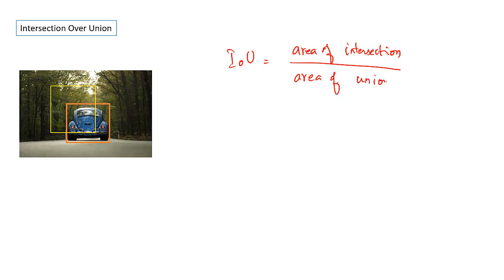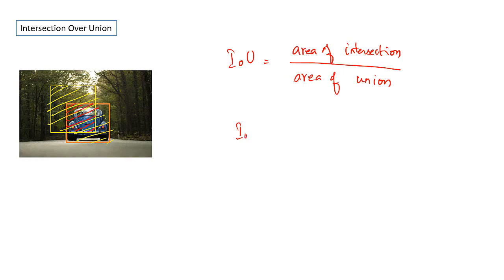Intersection over union is also called IOU, and it is given by the formula: area of intersection divided by area of union. The area of intersection here is nothing but the overlapping region between these two boxes. So this is the area of intersection, and the area of union is the total area of both the boxes.